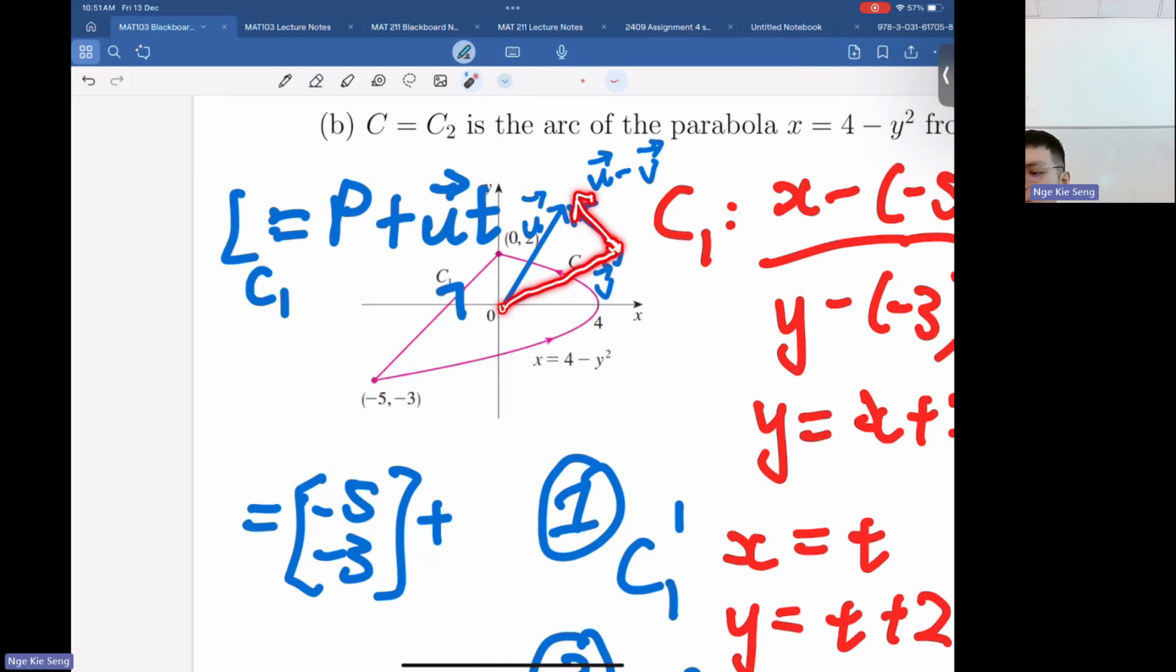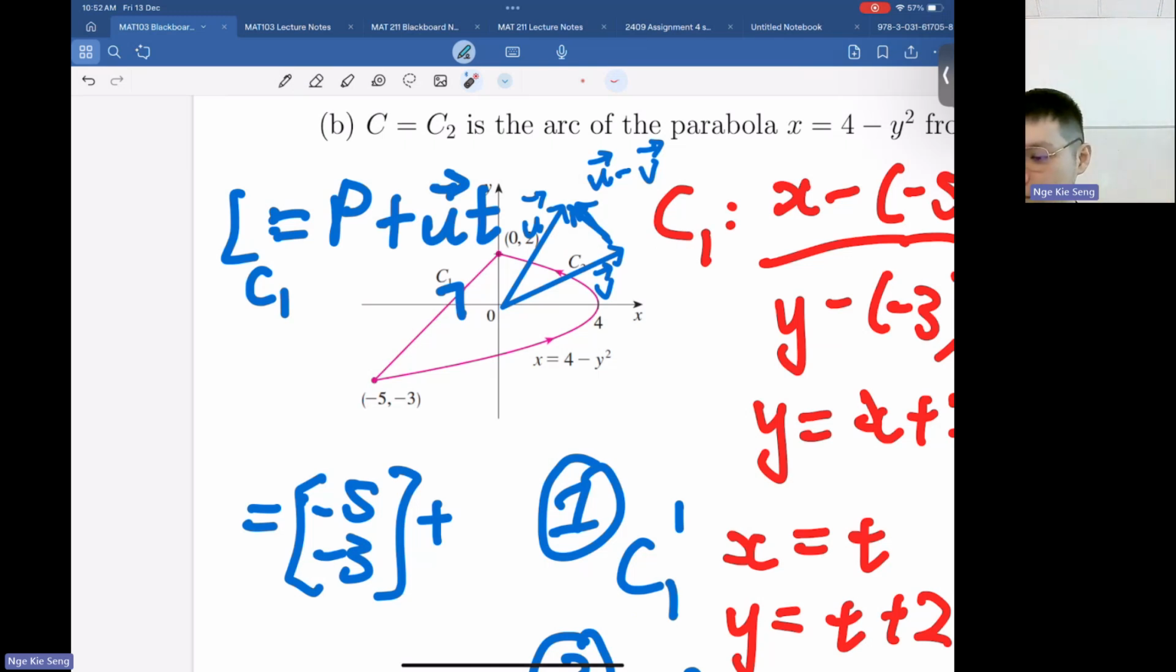But you want to start where V ends. That means you need to take minus V. So you take a different direction, and then you walk to U, so that you start from the endpoint of V and end with the endpoint of U. In this case, the starting point is -5, -3, and the endpoint is 0, 2.